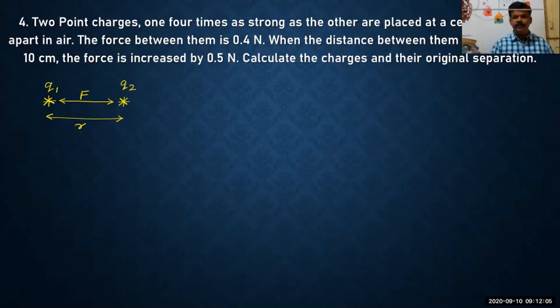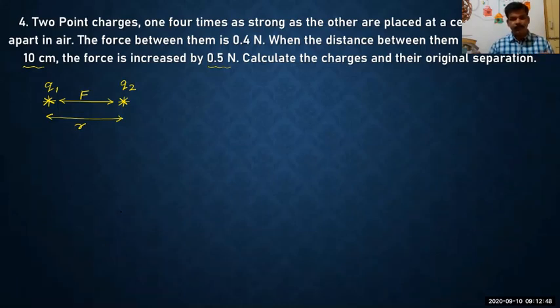When the distance between them is decreased by 10 centimeter and the force is increased by 0.5 Newton, calculate the charges and their original separation. So whenever we decrease the distance between them by 10 centimeter, the force is increased by 0.5 Newton. The force increases. Definitely, you know that the force is inversely proportional to the square of the distance between the two charges, isn't it? So as the distance decreases, the force automatically increases.